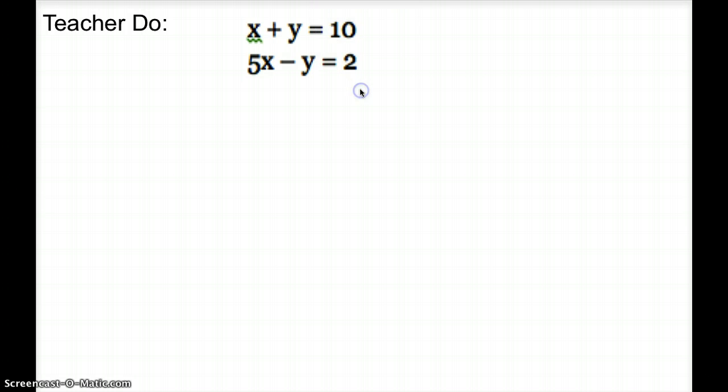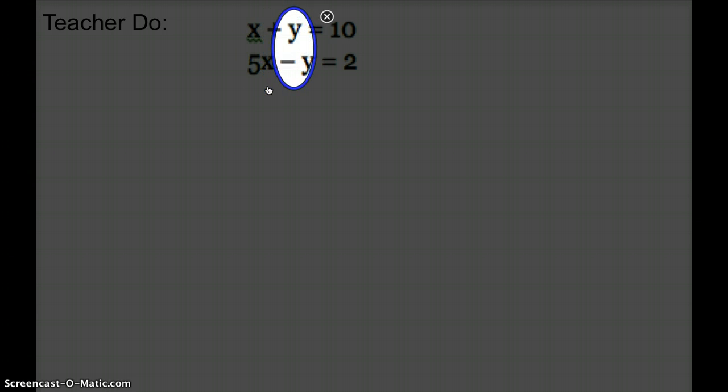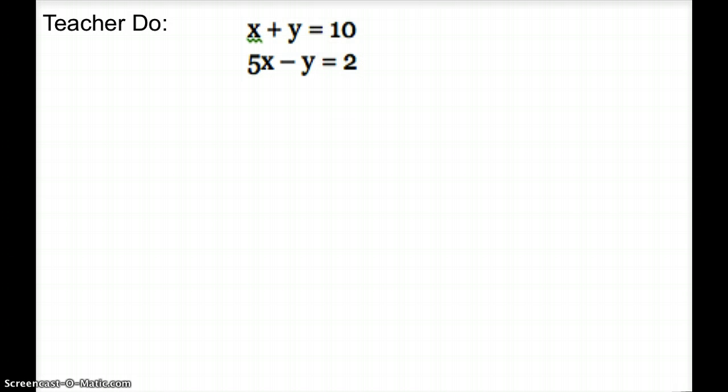So they have to be lined up very, very specifically. So let's go back. These two, I have my x's together, and then my y's, my equal sign, and then a number. They have to be in the same order, both of the equations. If they're not, it's not going to work. Okay. Now I'm going to add these two together.